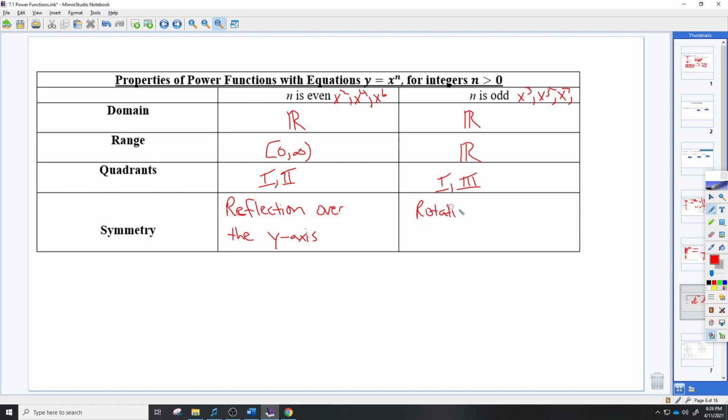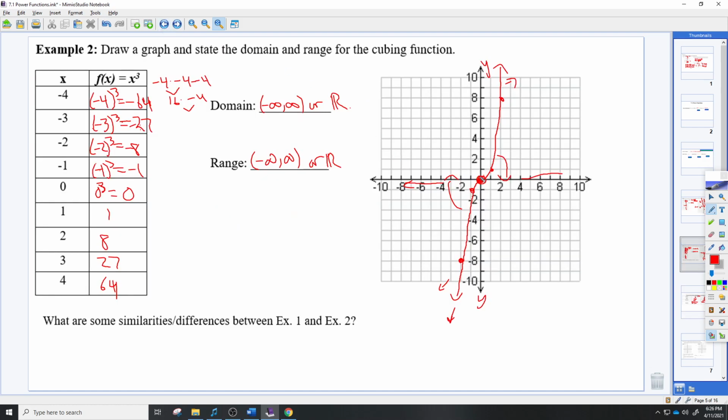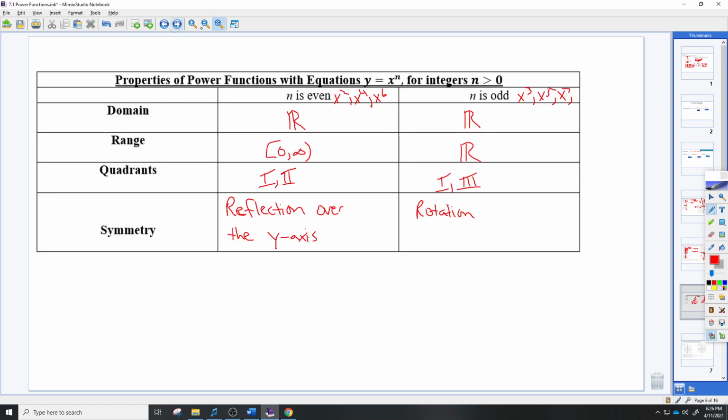So we'll call it rotation. And where do you rotate it at? Like where would you have to hold it? That would be at the origin, at 0, 0. And we'll call that rotation about the origin. And so whenever we do problems like this, you're basically just going to reflect back to this chart and use this as a reference, because all the answers are the same. Once you determine whether you have an even power or an odd power, you just look at this. That's it. Simple.